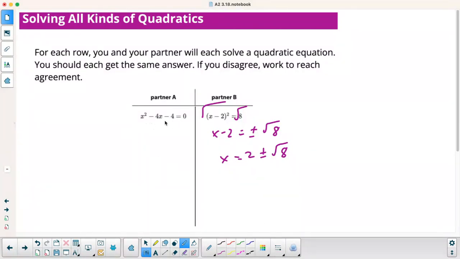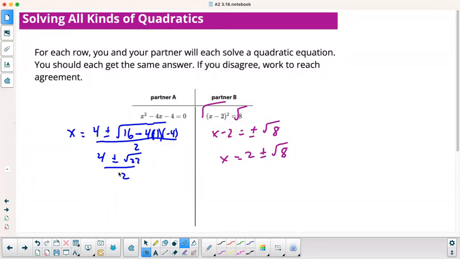This one's more set up for the quadratic formula. So I'm going to get x equals negative b. So negative 4 is positive 4. Negative 4 squared is 16 minus 4 times 1 times negative 4. So this is 4. Oh, I'm sorry, all over 2 times 1. So this is 4 plus or minus the square root of 32 all over 2.